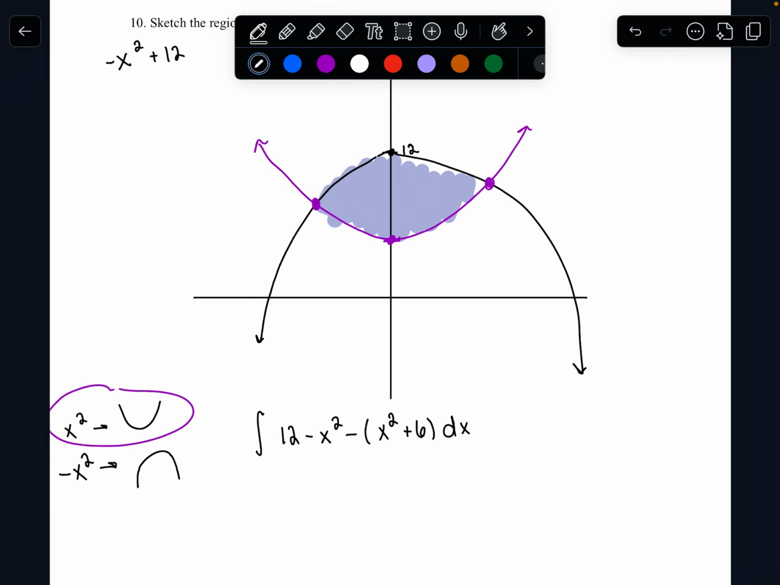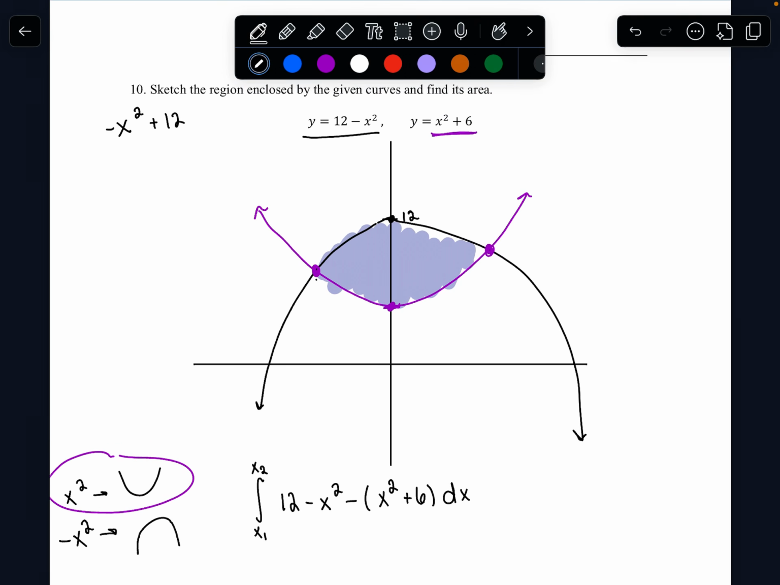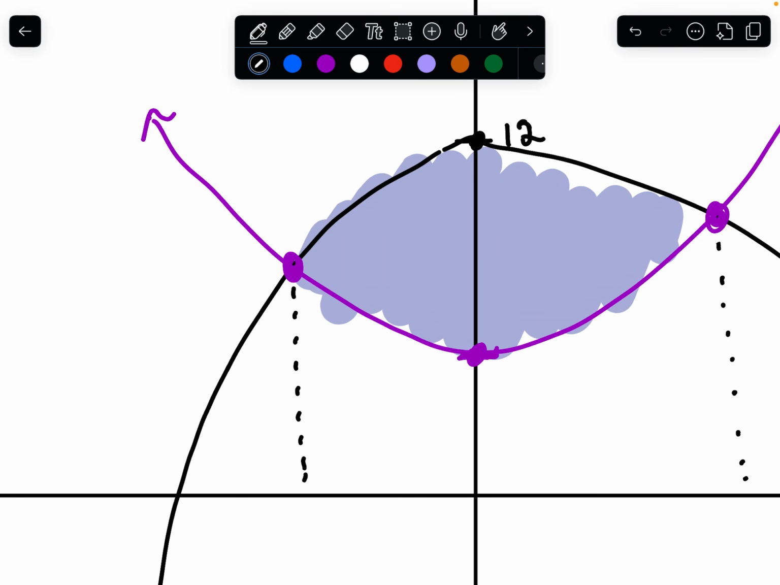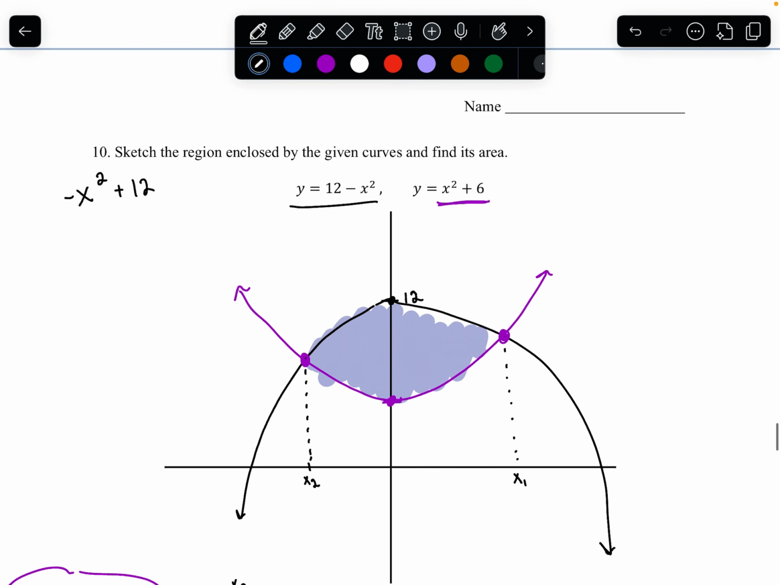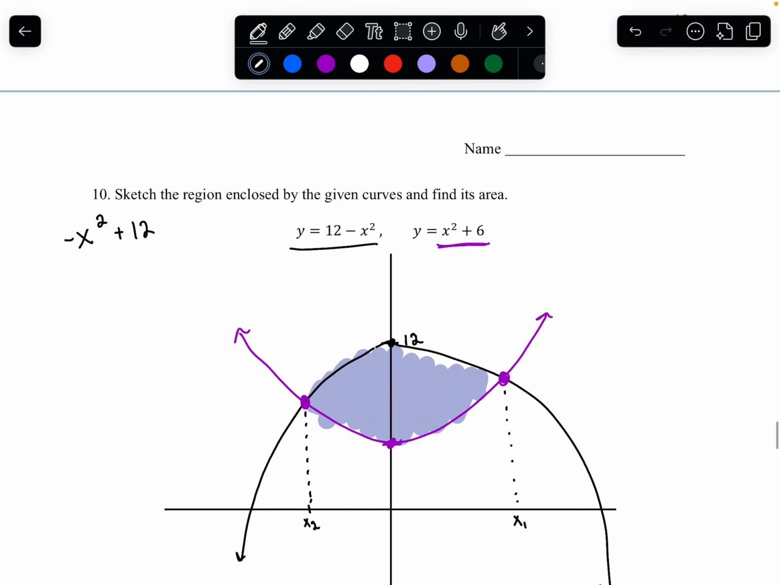Now the question is, from what to what? Well, that's what I was getting on about earlier. We need to figure out where these two intersect because that'll tell us where to integrate from, okay? So these intersect here. That means at some x value, they have the same what? Y value. So why don't we set our equations equal to each other and see what x values they are equal at.